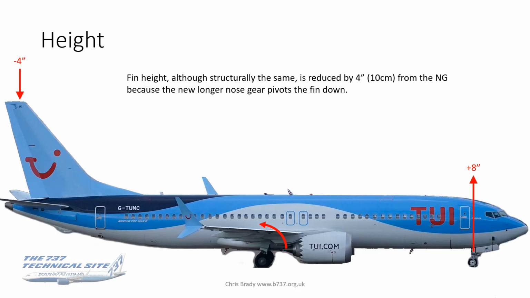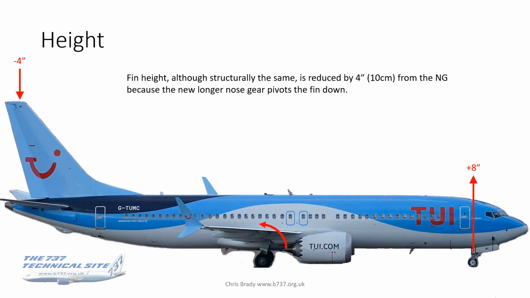Now, because of that nose landing gear being 8 inches higher, the aircraft kind of pivots around the main gear axle, and that effectively lowers the fin height. The fin is the same. It is the same fin. It is just 4 inches lower because the nose is 8 inches higher. It's a seesaw or a pivot or whatever you want to call it.